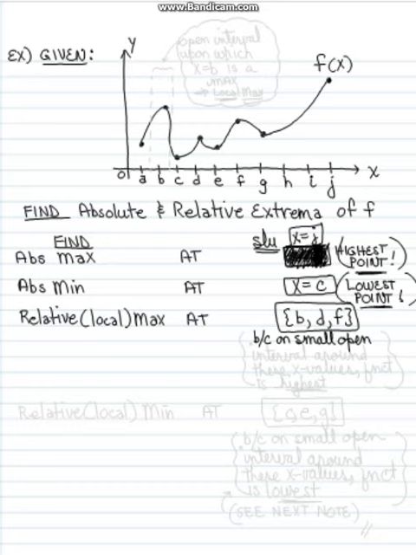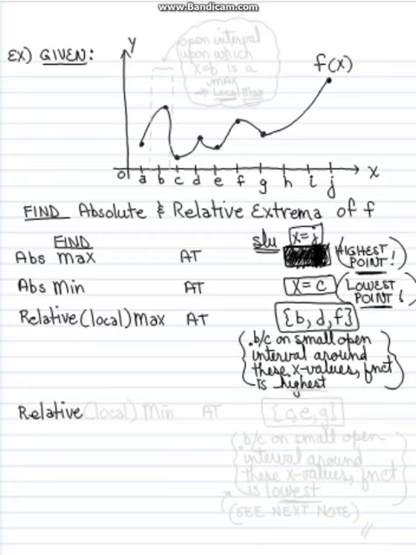What's occurring there? There will be a small open interval of x values around each of these values, x equals b, x equals d, x equals f, where the function graph is highest. And that's true for all three of these x values.